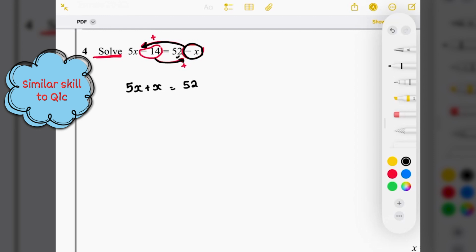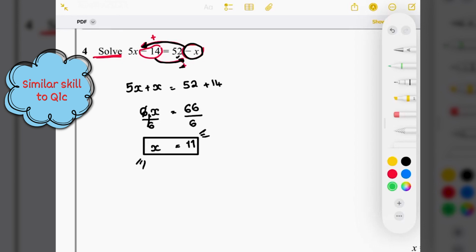When I move the minus 14 there, it becomes plus 14. Now let's clean this up. 5x plus 1x is 6x. 52 plus 16 is 66. The opposite of times 6 is divide by 6. I'm going to divide both sides by 6. These two cancel out, so I end up with x equals 11. And that is my final answer.